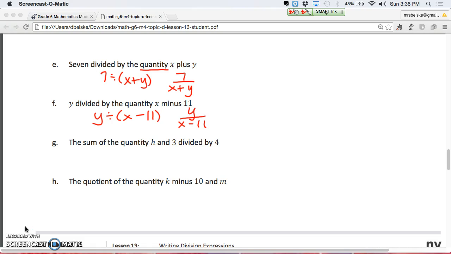G, the sum of the quantity, there's quantity, parentheses, h plus 3 divided by 4. And then for the fraction, h plus 3 goes on top. Then the division sign is the fraction line, 4 on the bottom. Part H, the quotient of the quantity k minus 10. So I'm going to do k minus 10 in parentheses. And then it says and m, so divided by m. And then the way I write it with the fraction line, k minus 10 goes on top, and then m on the bottom.